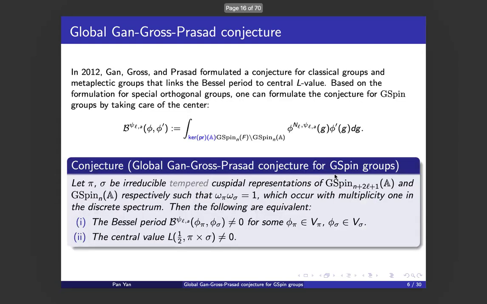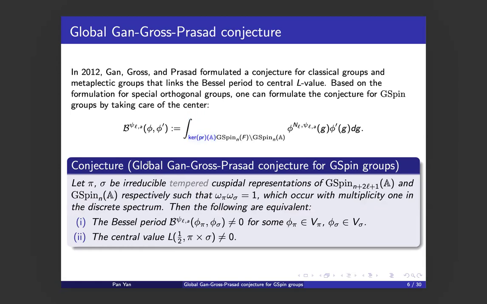They formulated a conjecture for classical groups and metaplectic groups that links the Bessel period to the central L value. Based on the formulation for special orthogonal groups, we can formulate the analogous conjecture for GSpin groups by taking care of the center. In other words, when we define the Bessel period, we quotient out the kernel of the connected component of the center to make this integral well convergent.